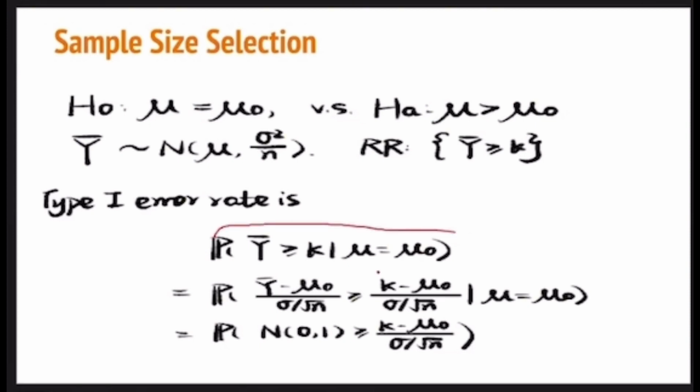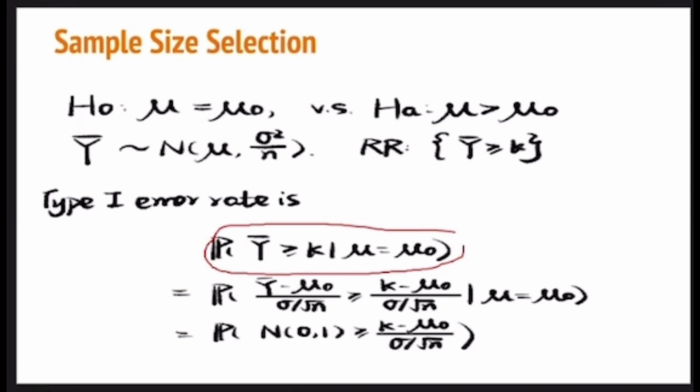I want to find the type 1 error rate, the probability of type 1 error. Now, the probability of type 1 error is going to be y bar greater. Don't forget, if I want to find the probability of type 1 error rate, I'm actually going to use the sign from the rejection region. But if I want to do the probability of type 2 error rate, I'm going to go against that. Does that make sense? Okay, now, which is going to be greater than or equal to k, given that mu equal to mu naught? Mu naught is what you specify in the null hypothesis.